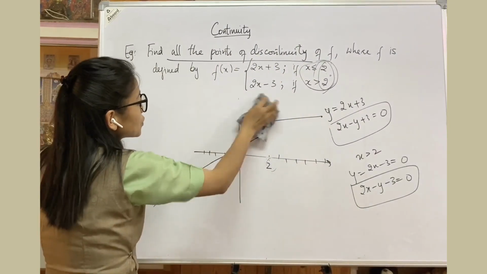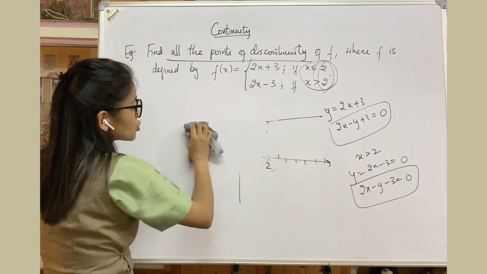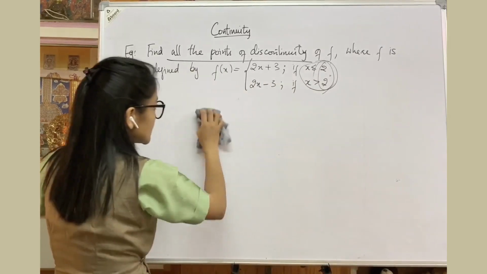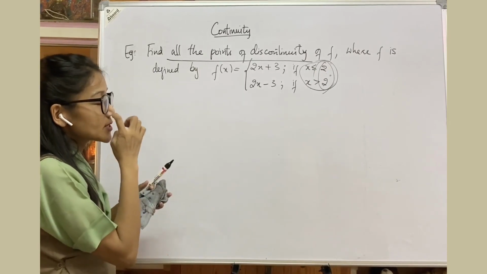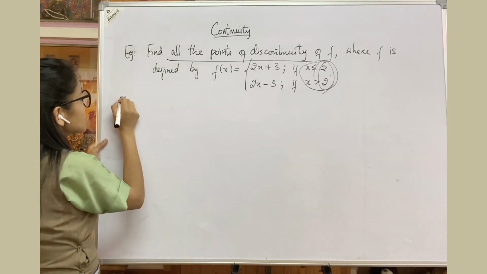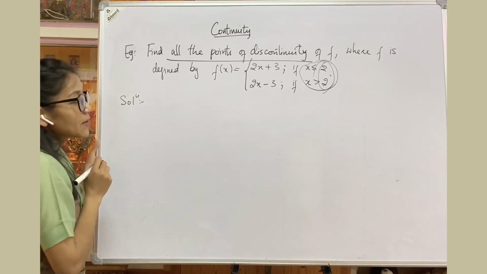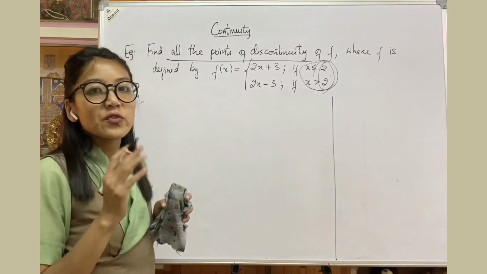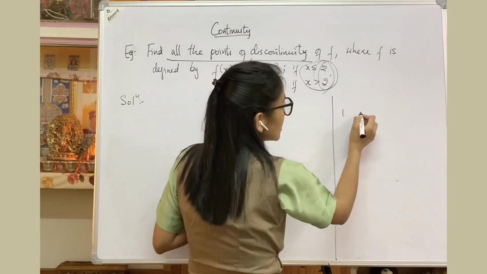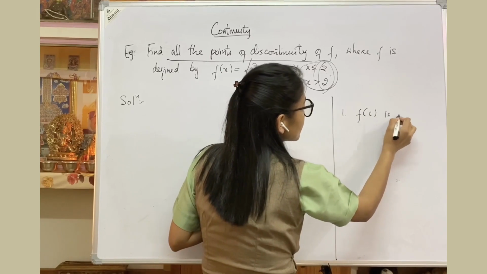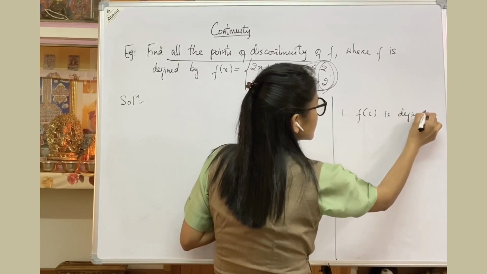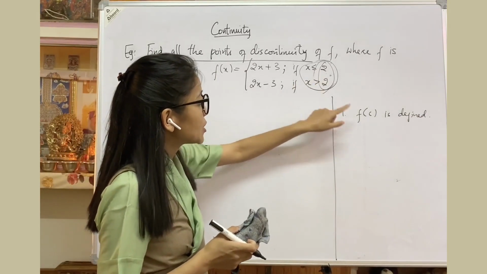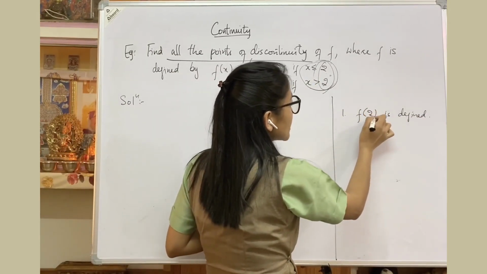Okay, now we will try to solve this, not prove, sorry. Now we will see whether the function is continuous or not, okay? So we will start from this. Now you remember, for checking the function to be continuous, we have to look for 3 conditions. Number 1, f of c should be defined. c is the point at which you are checking the continuity. In this case, we are checking the continuity at 2. So f of 2 should be a defined value.